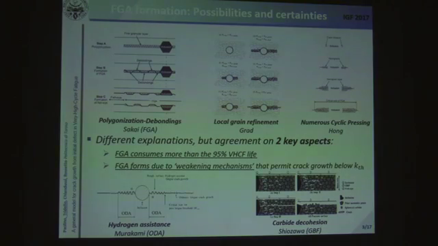But all researchers agree on two key aspects. First, the FGA consumes more than 95% of the very high cycle fatigue life, and therefore it plays the major role in crack nucleation in very high cycle fatigue. Second, the FGA forms due to weakening mechanisms that permit the crack growth with a stress intensity factor below the threshold.